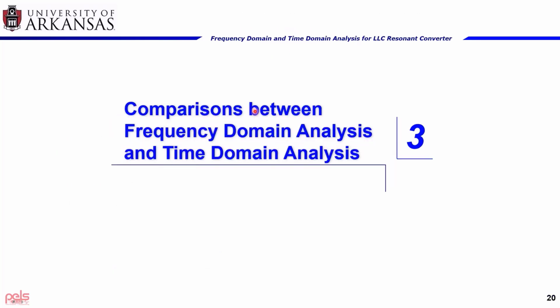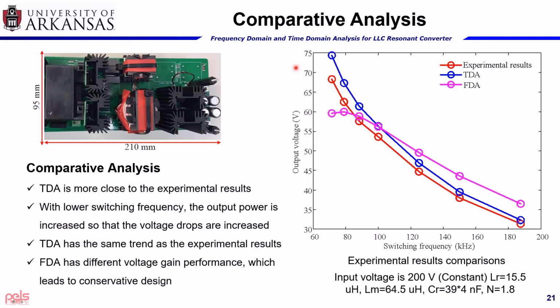Now let's make comparisons between frequency domain analysis and time domain analysis. Here, we make the comparison based on this experimental prototype, and the results are summarized in the right figure. The red curve represents the experimental results, the blue curve represents the time domain analysis results, and the pink curve represents the frequency domain analysis results.